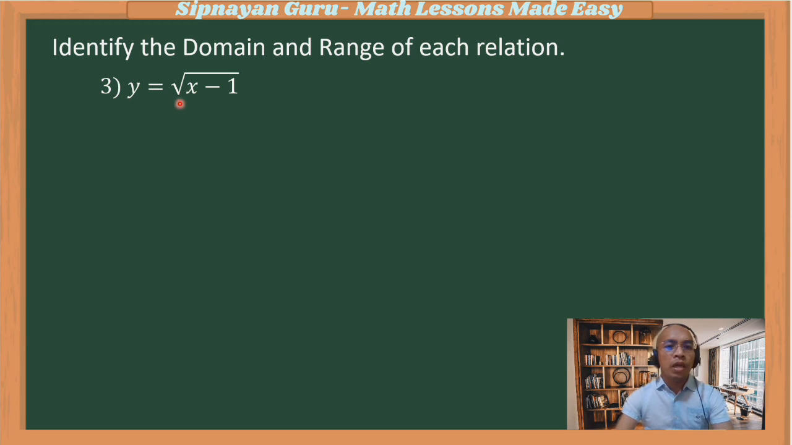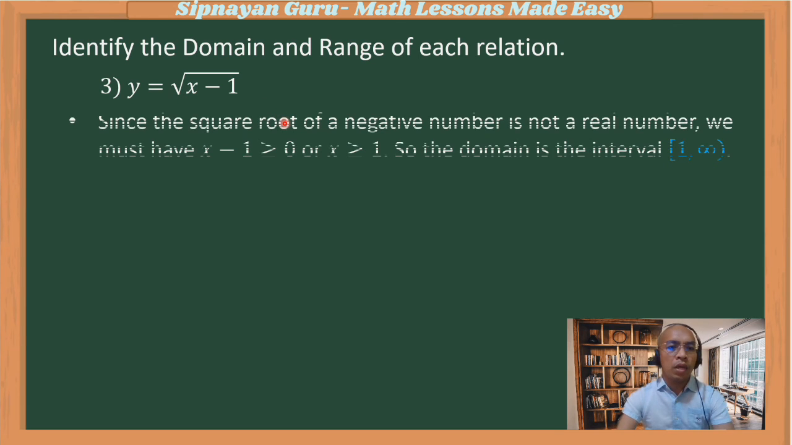Example number 3, y equals square root of x minus 1. So since the square root of a negative number is not a real number, we must have the expression inside the radical sign to be positive. To write this mathematically, this expression should be greater than or equal to 0. So greater than or equal to 0, these are positive numbers. And if you solve this inequality, this is the simplest form of this inequality.